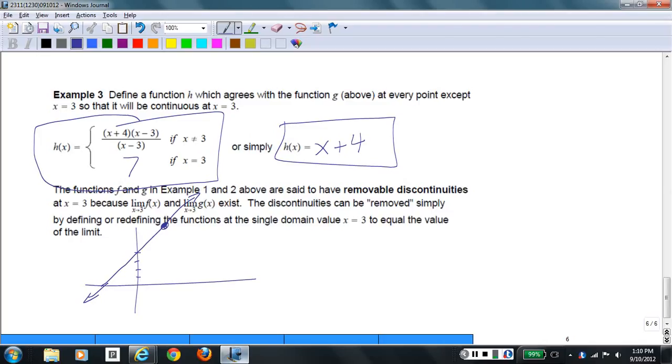Fill in the hole. We remove the discontinuity, so h is continuous, in particular, at x equals 3, and as we'll see in the not too distant future, since it's a polynomial, it's continuous everywhere. Polynomials are going to be nice. They're continuous on the set of all real numbers.